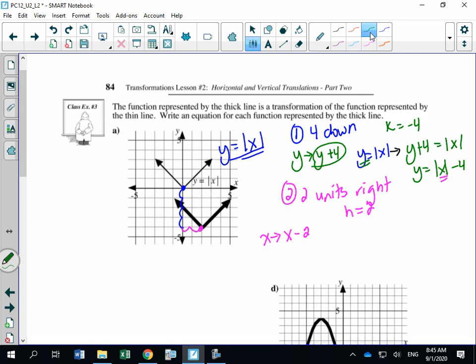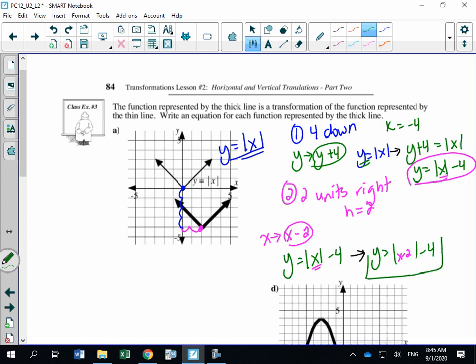So I take my function where I'm currently at, right? That's where I'm currently at. So y is equal to the absolute value of x minus 4. And now let's do the replacement. Take out that x and put in x minus 2. Y is equal to the absolute value of x minus 2 and then minus 4. There is my new transformed equation.